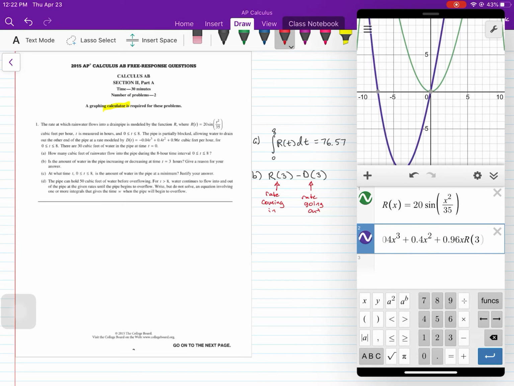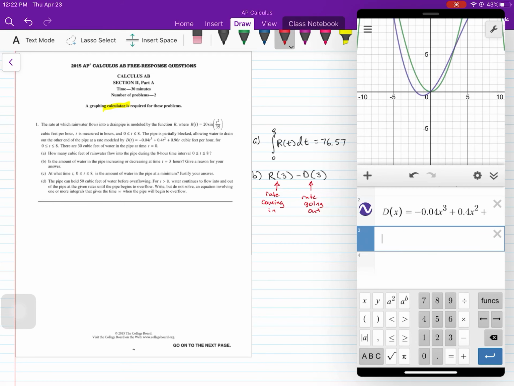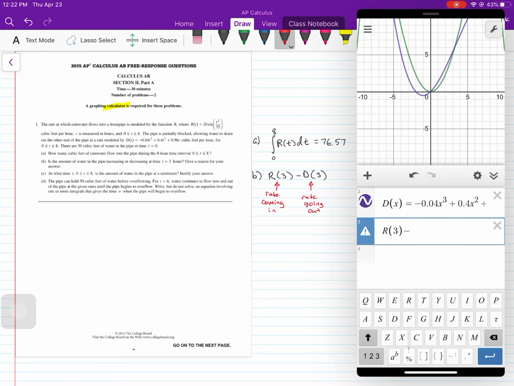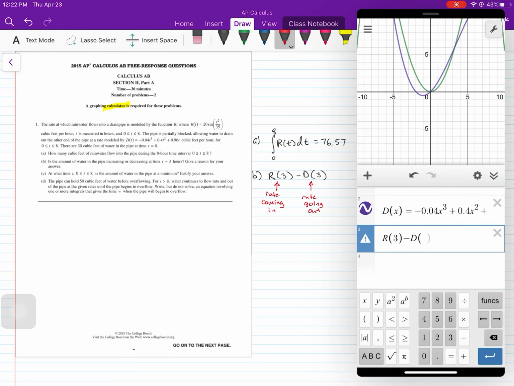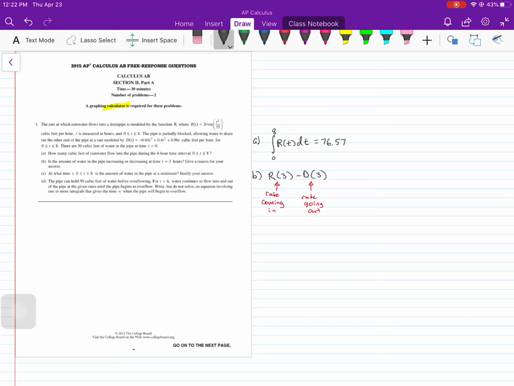We'll have r of x, or r of 3 actually, minus d of 3. So that's going to equal negative 0.31. And I didn't emphasize that negative enough. So since there's more going out than coming in, that's why we get the negative number.